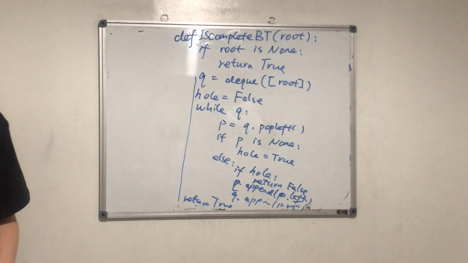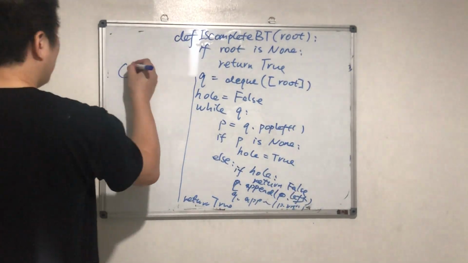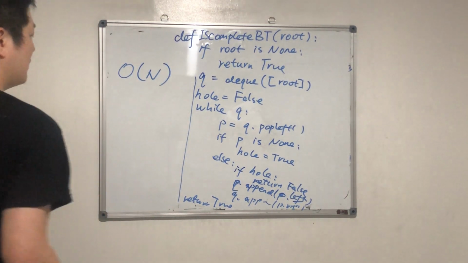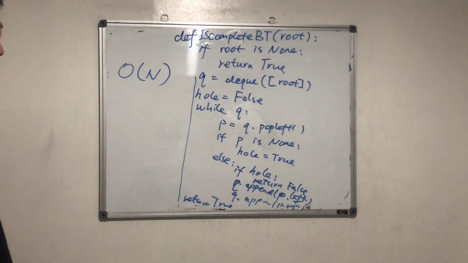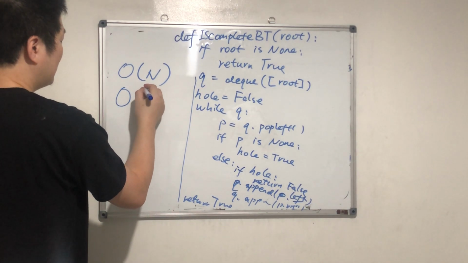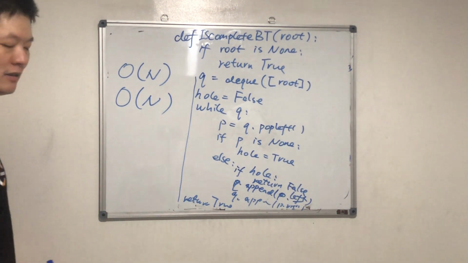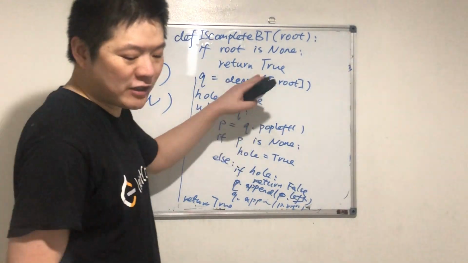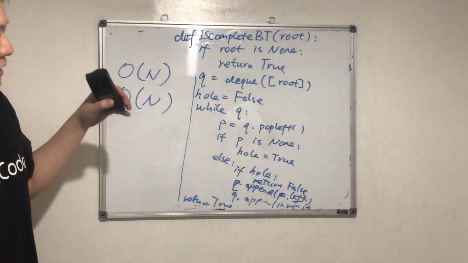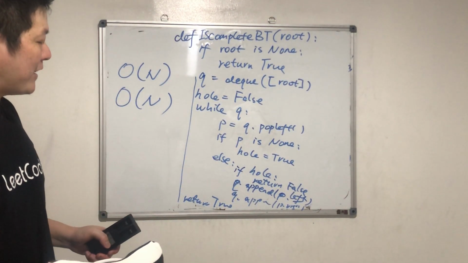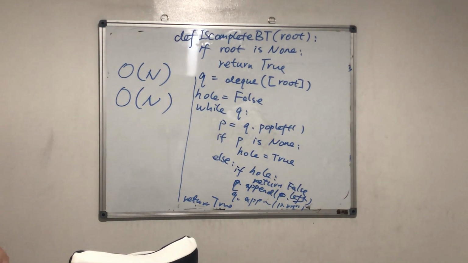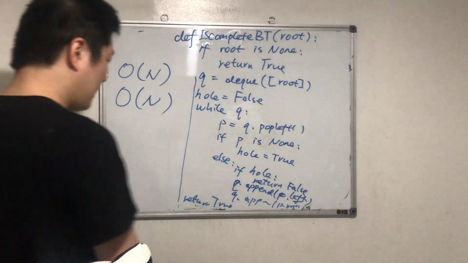What's the time complexity? O(N). What's N? The number of nodes in the binary tree. What's the space complexity? O(N). Why? Because we're using a Q, a deque, as additional space to store the nodes. Does it make sense?